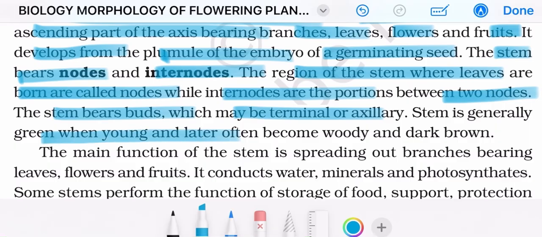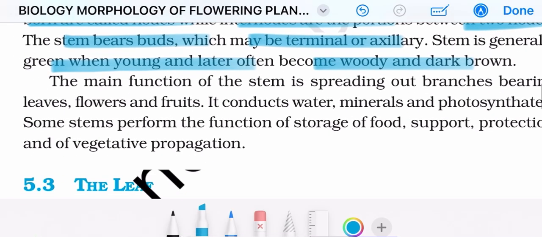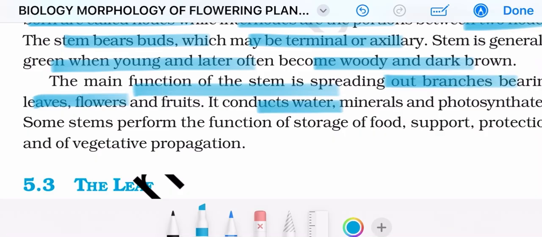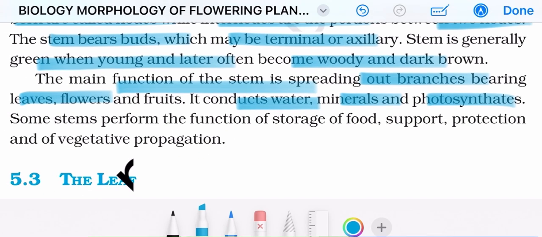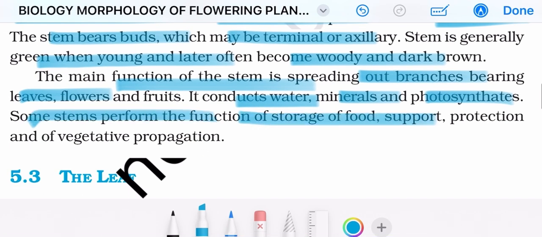The stem is generally green when young and later often becomes woody and dark brown. The main function of the stem is spreading out branches bearing leaves, flowers and fruits. It conducts water and minerals and photosynthesis. Some stems perform the functions of storage of food, support, protection, and vegetative propagation.